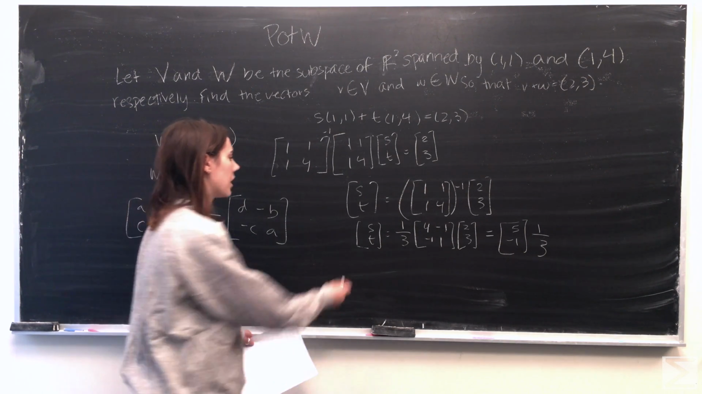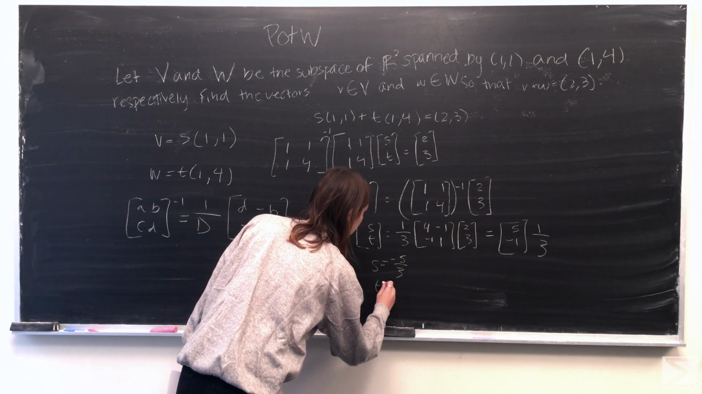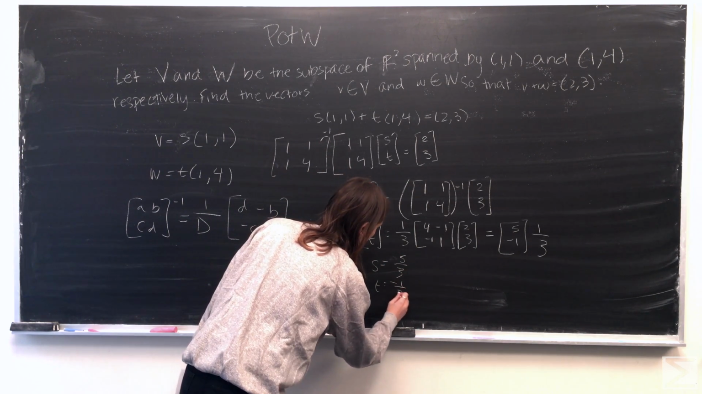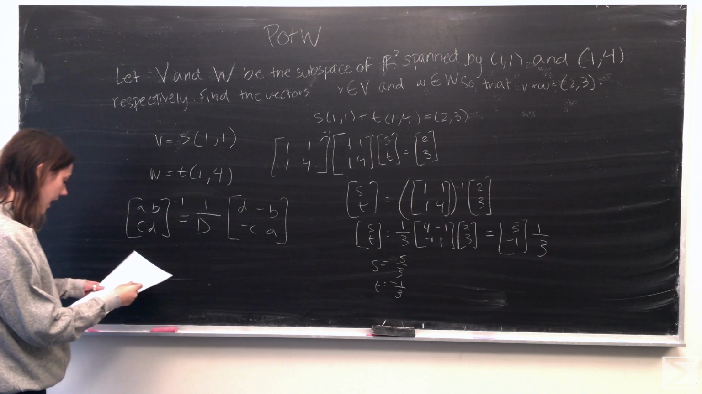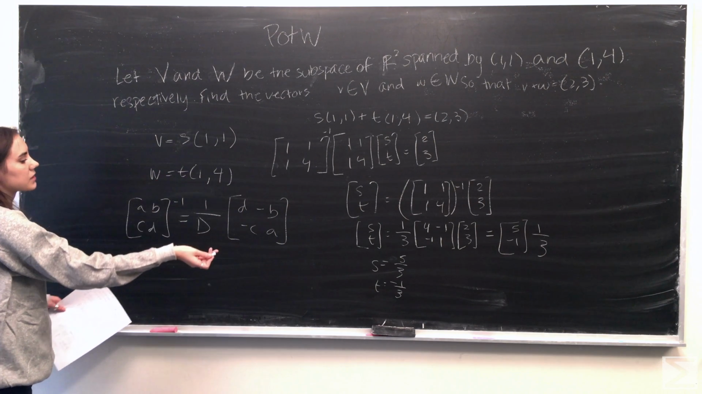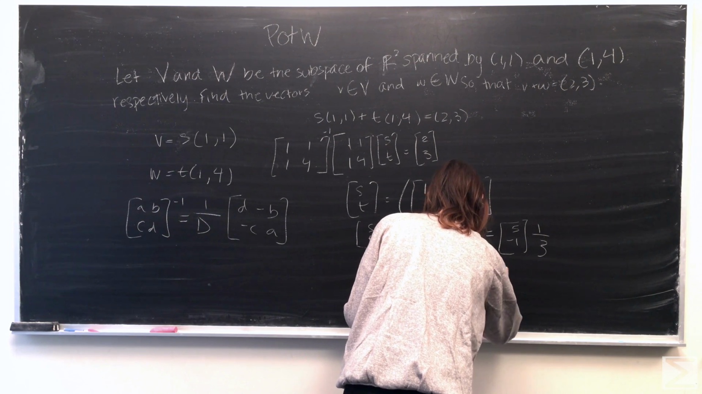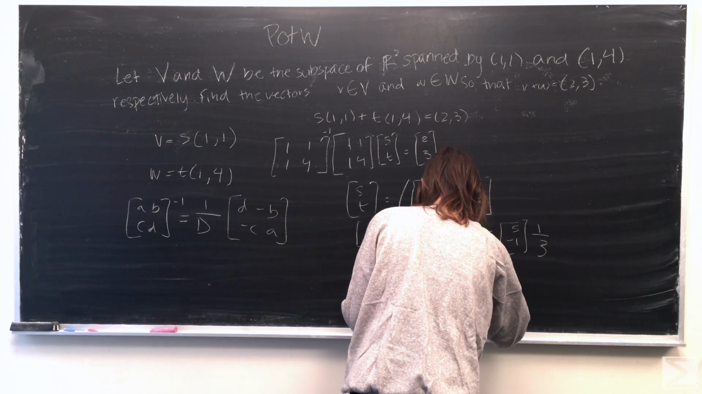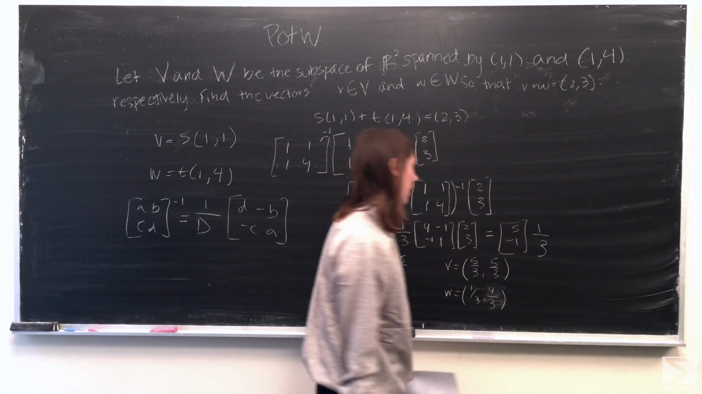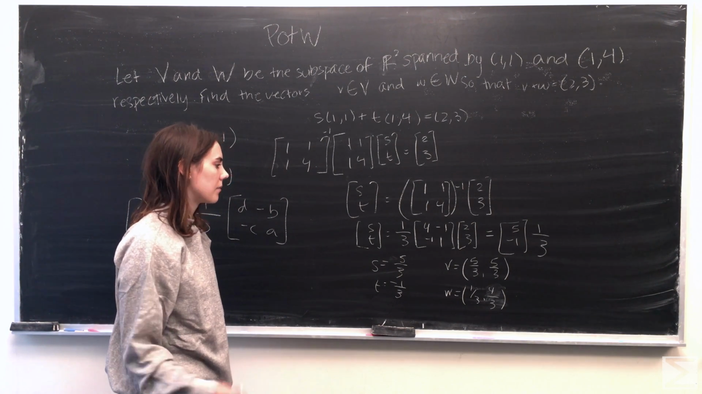So now we can solve for what s and t are equal to. Obviously s is equal to 5 over 3, and t is equal to 1 over 3. So now that we know what s and t are, we can solve for what the vectors v and w are equal to just by substituting those values in. And substituting in, what we get is v is equal to (5/3, 5/3).